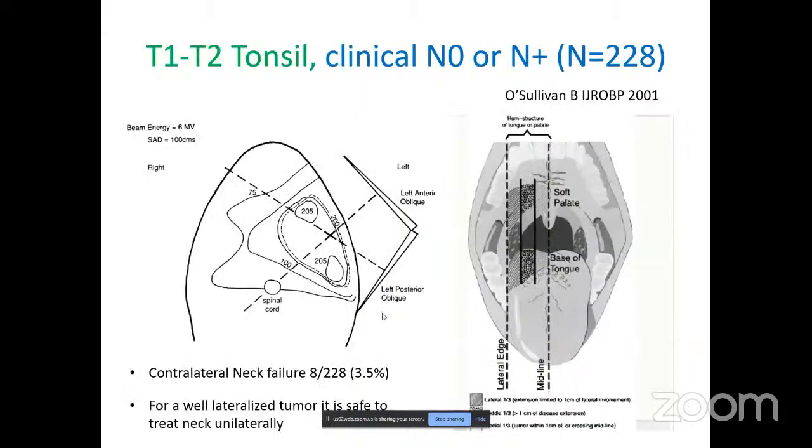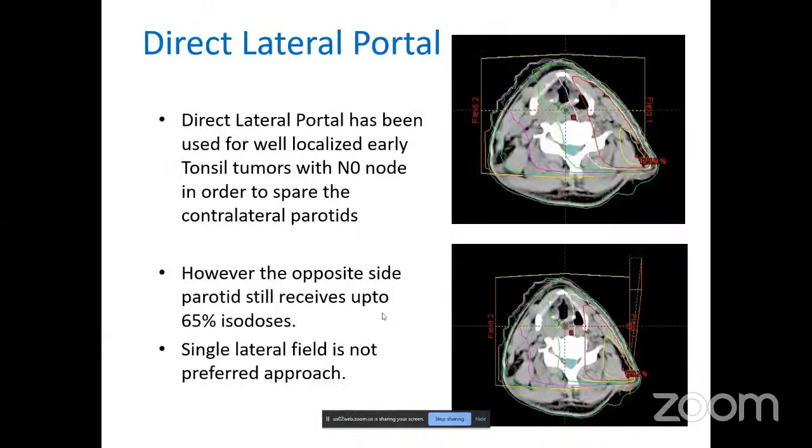And as I mentioned, for T1, T2 tonsil, instead of treating with bilateral portals, if it is a well lateralized tonsil, you can consider a unilateral or unilateral wedge pair portal to give adequate dose to the primary as well as the neck nodal region. You may consider a direct lateral portal, but a direct lateral portal is not a preferred approach because of heterogeneity of dose distribution.